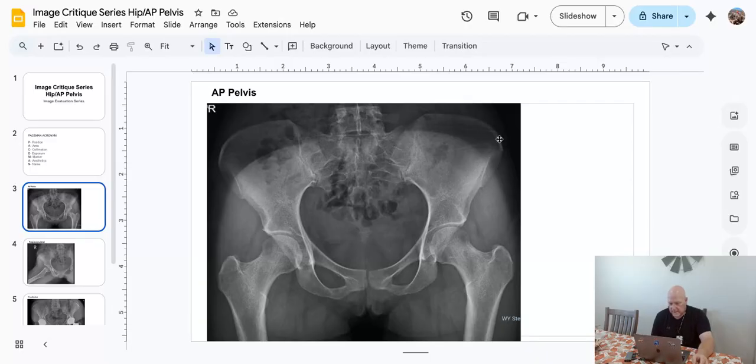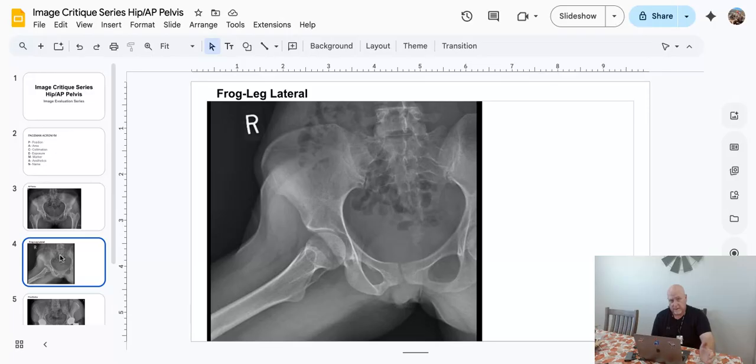And our contrast is great. We're able to see what we need to see. This is what your AP pelvis needs to look like. And just always remember, when a hip is ordered, you're going to shoot an AP pelvis. Okay, include both hips. Very good. Let's move on to the lateral.